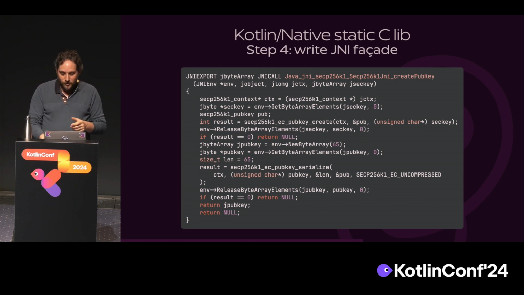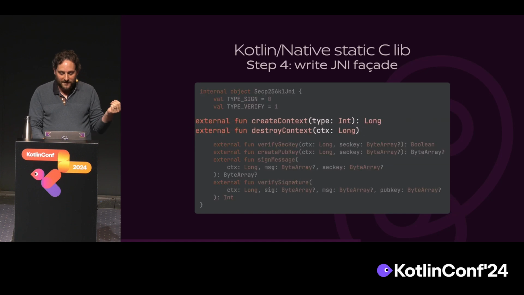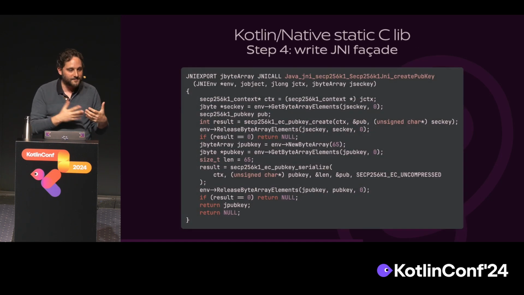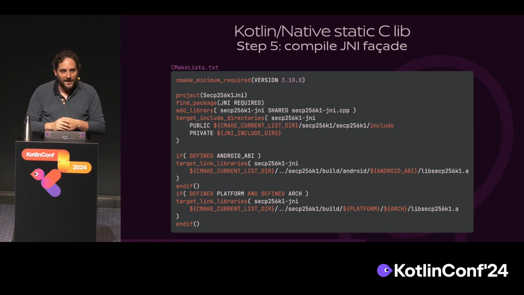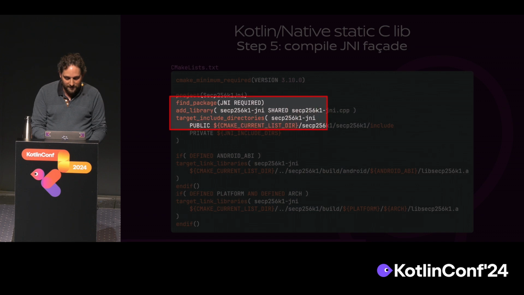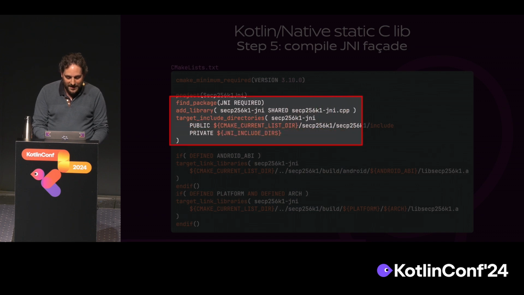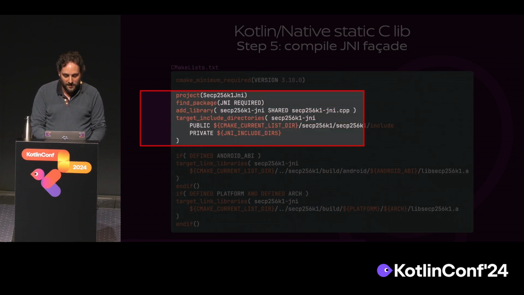For each external function that you have defined, you need to write the corresponding C function using the JNI C API. And then once you've done that, you need to compile your JNI C API, which is another journey on its own. So to me, the easiest way is to use CMake, because with CMake you can say, okay, find me the JNI headers and link the library with the JNI.